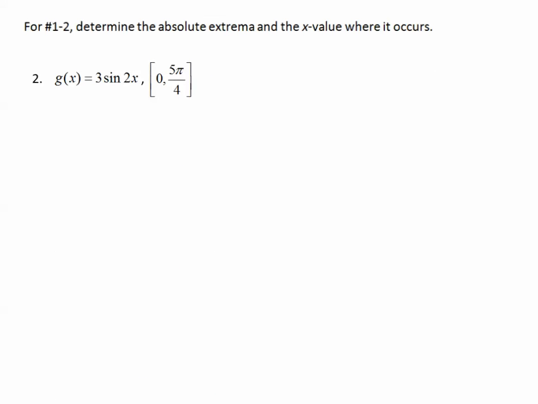Let's take a look at number 2 and see how this might be interesting as well. g of x equals 3 sine of 2x on the interval 0 to 5 pi over 4. We begin by finding critical numbers, and we do that by taking the derivative. We have to use the chain rule here.